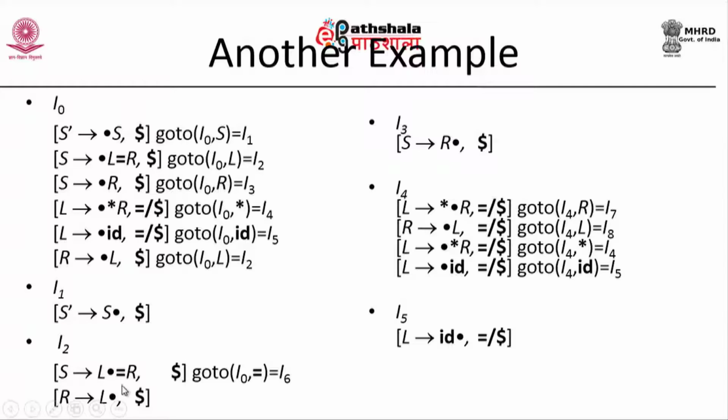Now after this I am done with I1, I0 is over anyway, I am done with I1, I am done with I2, I2 comma equal to is there. But here I5 will be L produces ID dot, comma equal to slash dollar. I am done with I1, I0 and I2, I have to look at I2 comma equal to. I2 comma equal to will be different because it's S produces L equal to dot R. So I2 comma equal to is pending, which I am calling I6, and here I have I3, nothing is there. Here I have I4 comma R is I7, I4 comma L is I8, I4 comma star is again I4, I4 comma ID is I5.